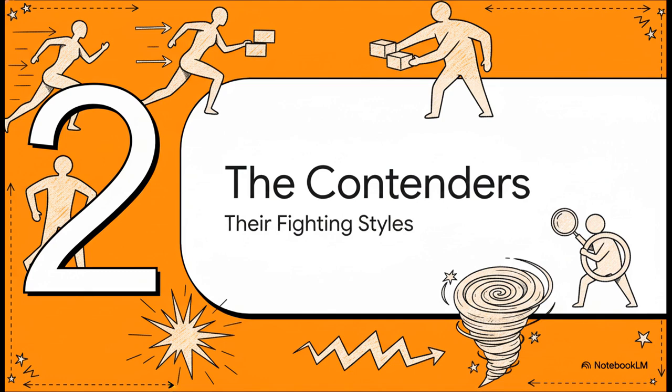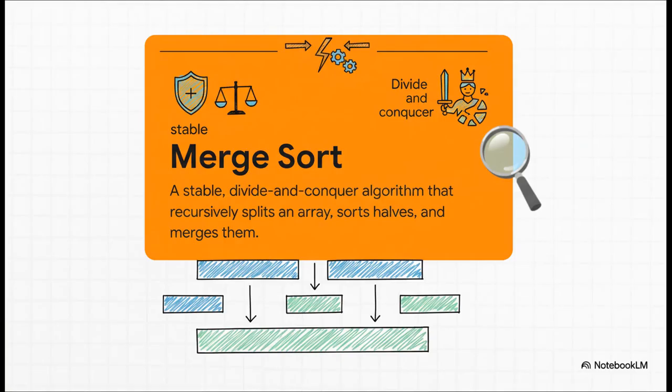Okay, so before we can crown a winner, we need to actually meet our contenders. Let's break down their core strategies, what we're going to call their unique fighting styles. First up, in the blue corner, we have merge sort. Its strategy is pure divide and conquer. It takes a big, messy list, splits it in half, then splits those halves in half, over and over, until it's just a bunch of lists with one item each. From there, it methodically merges them all back together. The two key words here are divide and conquer, and, really important, stable. We'll circle back to why that matters so much later.